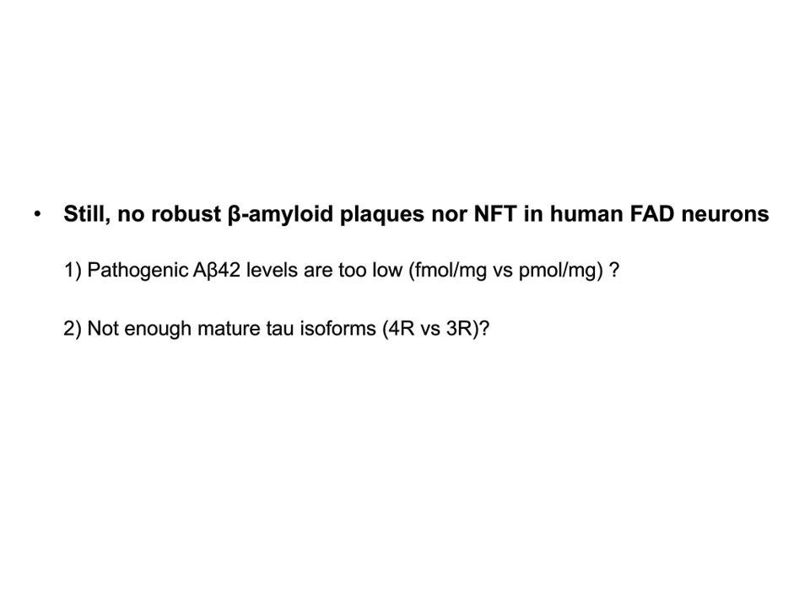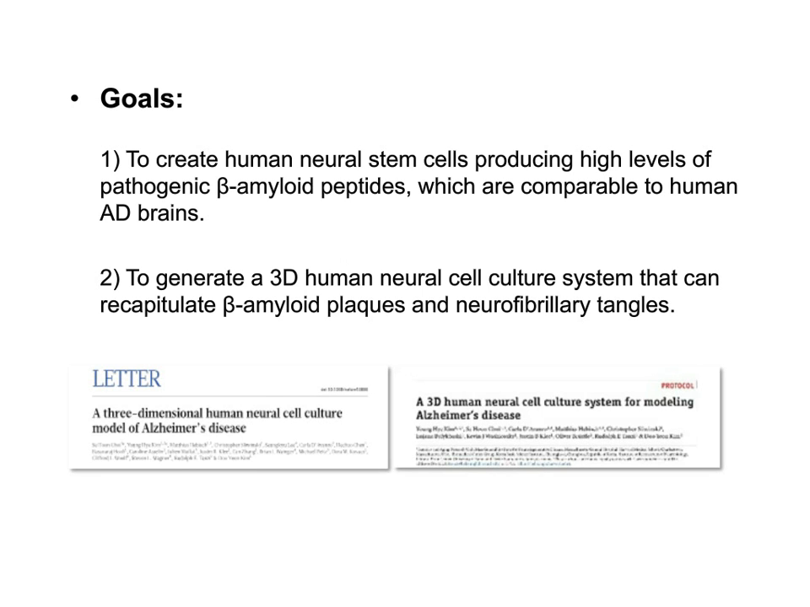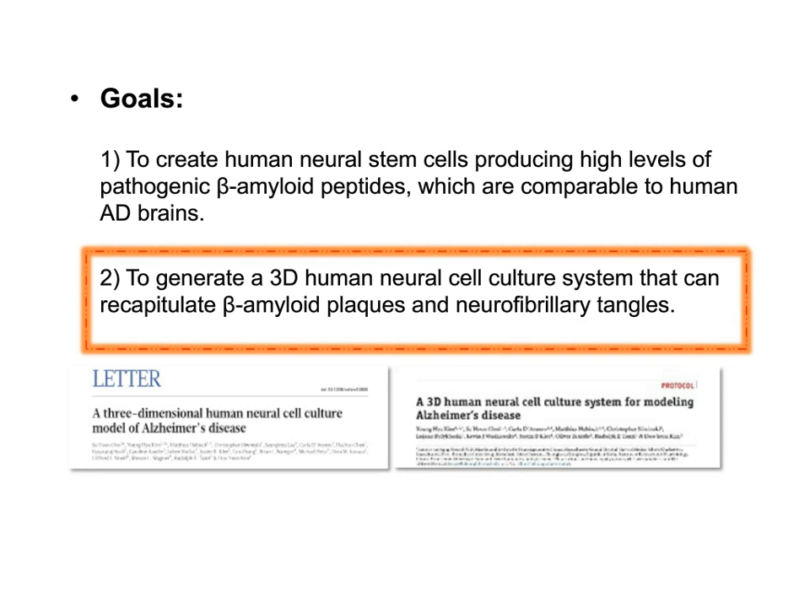So we made a goal. We wanted to create human neural stem cell models producing high levels of pathogenic A-beta peptides, which are comparable to human AD brains. And also, we want to generate it in 2D or 3D. Actually, we are starting from the 2D system. That's a conventional system. And then we switch to 3D. I'll explain later why we did it, and to recapitulate both beta amyloid plaque and neurofibrillary tangles.